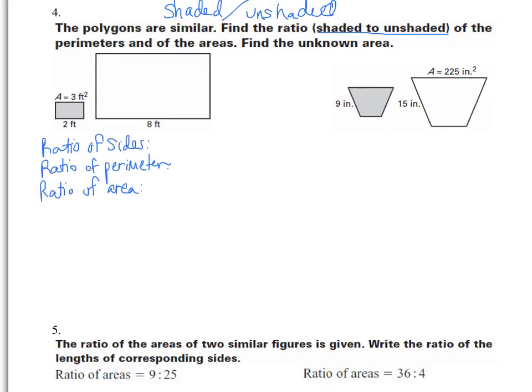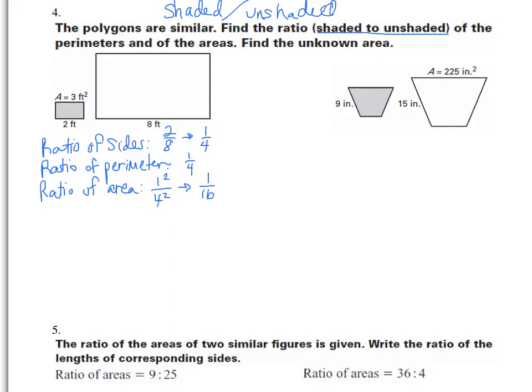I set it up on my paper, the ratio of the sides. We want the shaded, so that'd be my 2, to the unshaded, and I need to reduce this. This gives me a 1 to 4. The ratio of the perimeter, remember, is the same, so it's also going to be 1 to 4. For the ratio of our area, we need to square both of those numbers, 1 squared and 4 squared. 1 squared is 1, 4 squared is 16. So there's our ratio of our area.